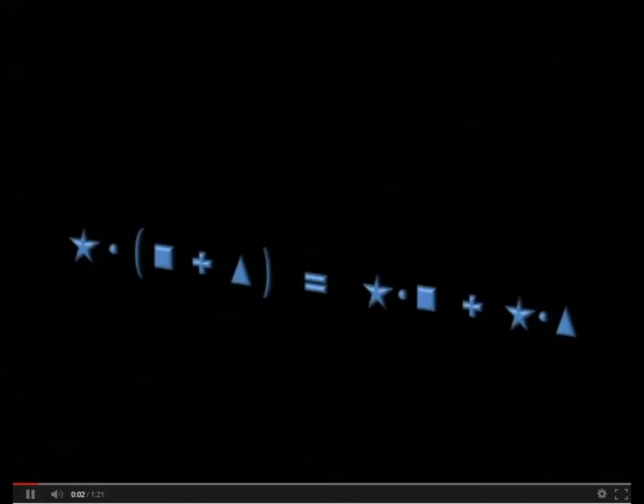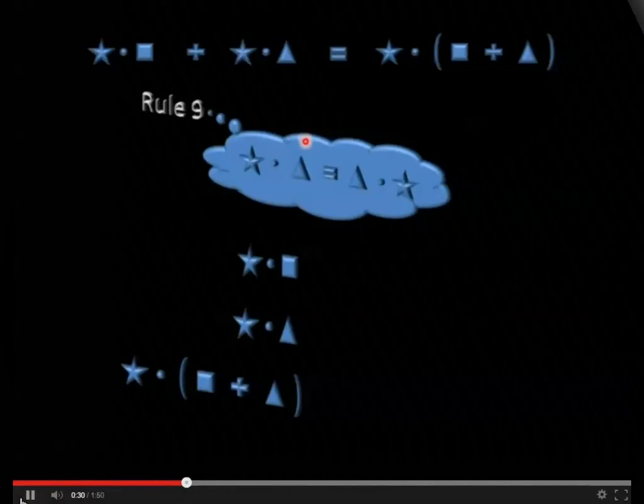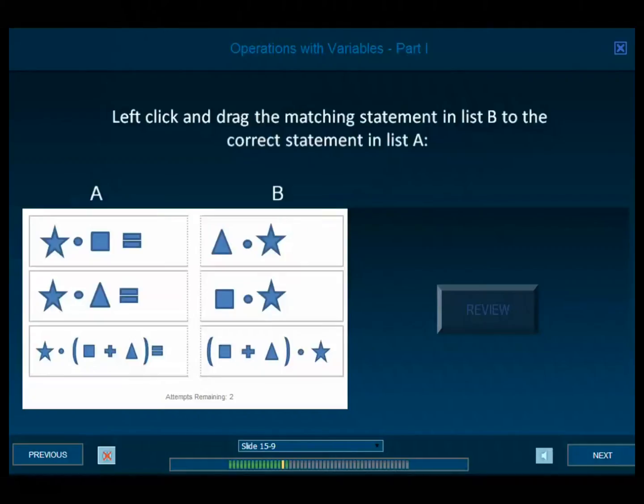We are at this point where we have Rule 12. We're going to use Rule 2 to change the form of Rule 12 times a second expression. Then that is equal to, that is the same thing as, the second expression multiplying times Rule 9. That is the same thing as square times a star. They are equal because Rule 9 says. And drag the matching statement in List B to the correct statement in List A.